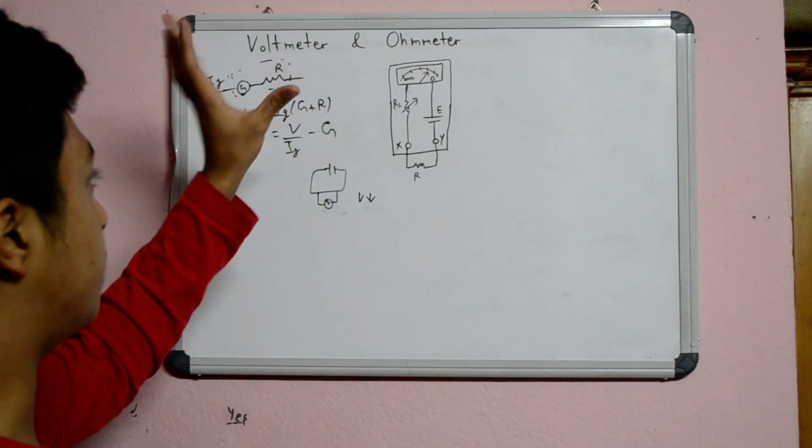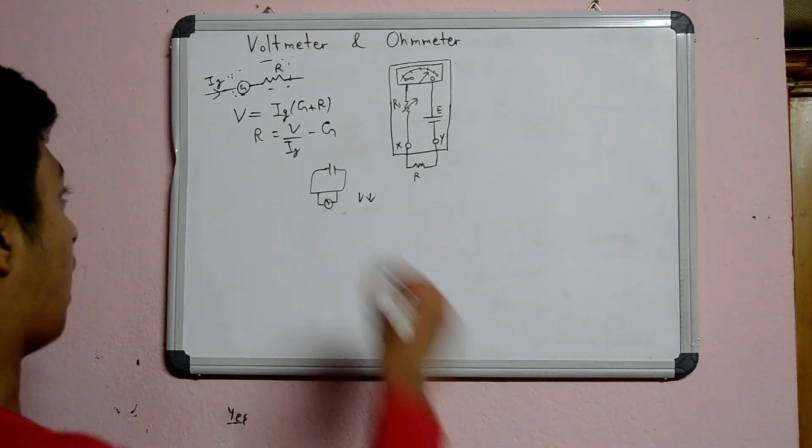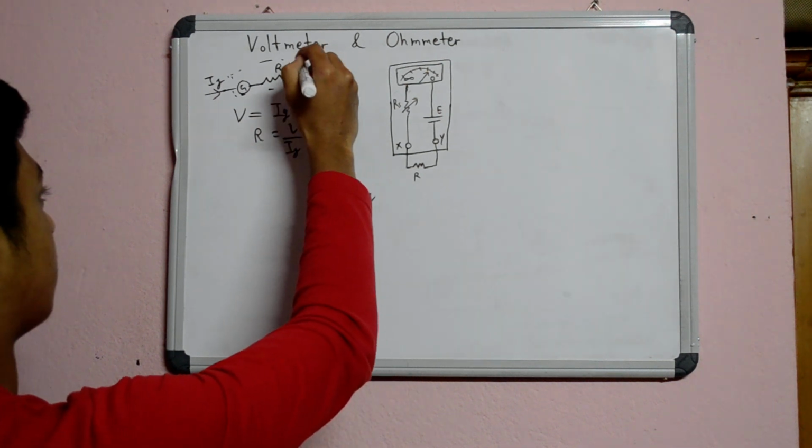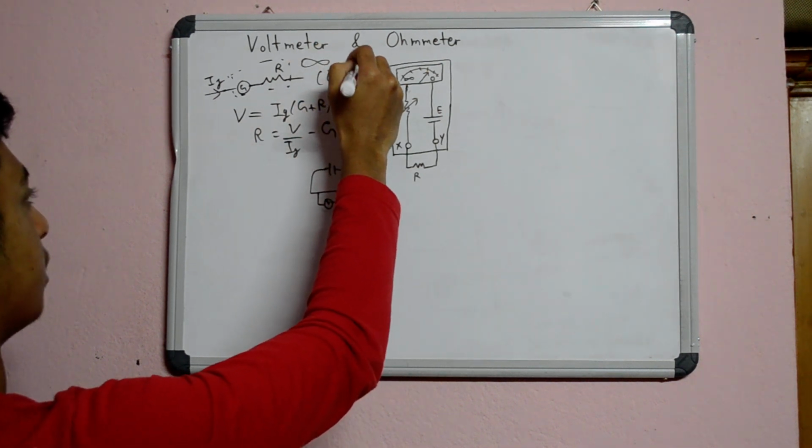So this is for the voltmeter part. And of course, the ideal resistance, for the shunt it was 0, for here it is infinity, so that the range of the voltmeter can increase.